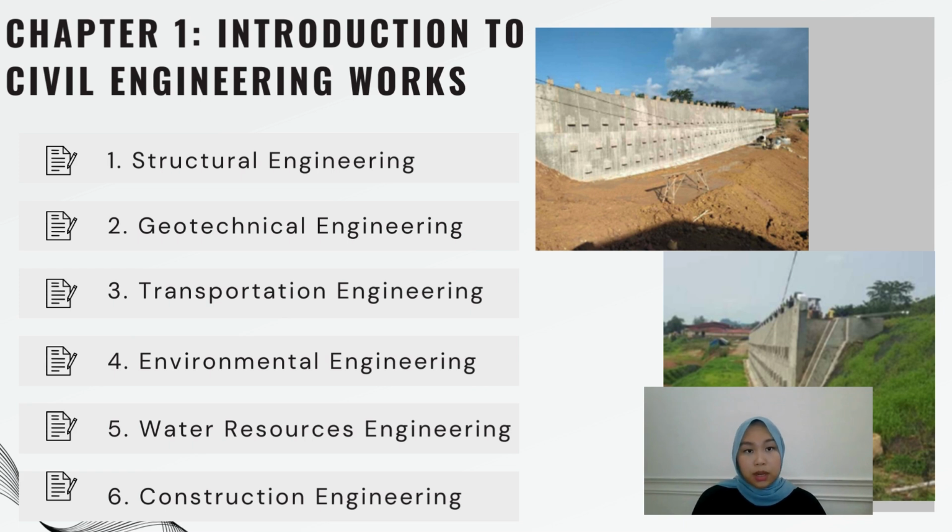The next one is water resources engineering. It is about managing water resources for urban planning and agriculture. Key projects include dams, reservoirs, irrigation systems, and flood control. The focus here is on sustainable water management to address water scarcity and climate change impacts.